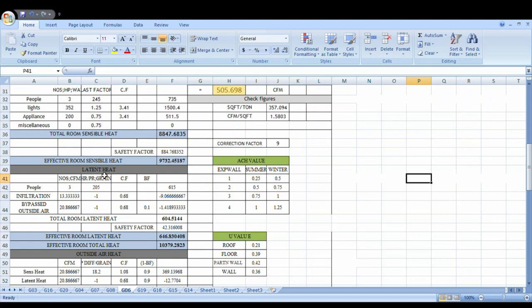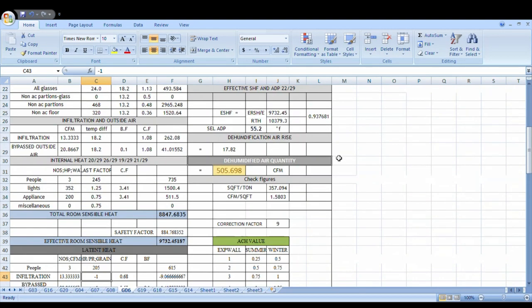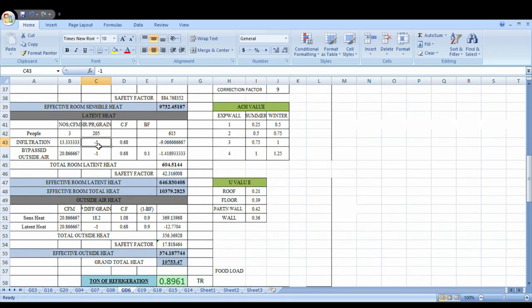Now latent heat. Here, in our office, there are 3 people, and latent heat as per design data, I have shown you before, is 205. So you will get this value, 650. And infiltration is 13.33, and humidity ratio for infiltration is -0.1 here. And this conversion factor is 0.68, it is constant, so we'll get this value.